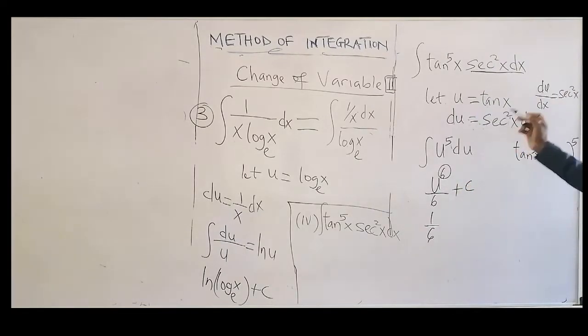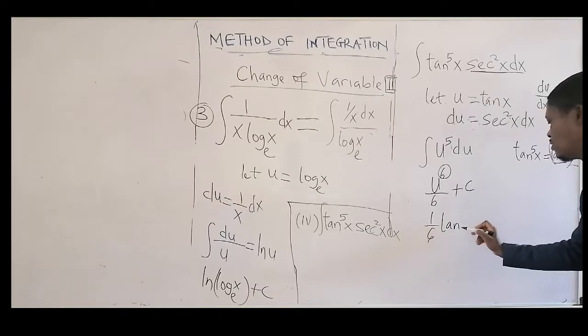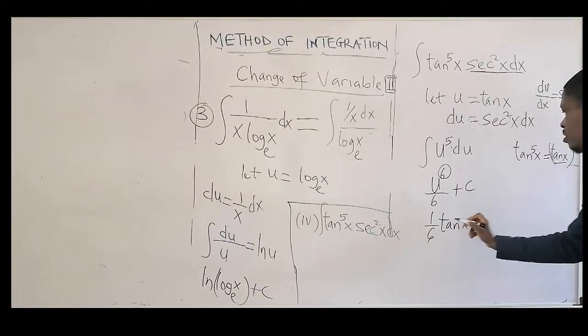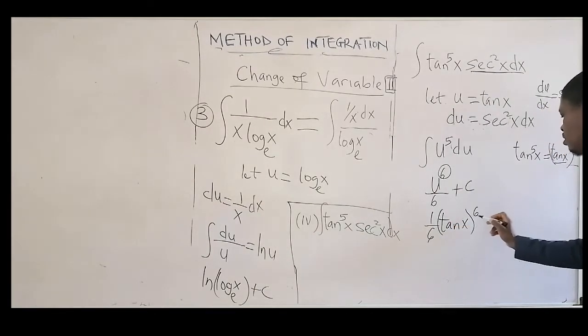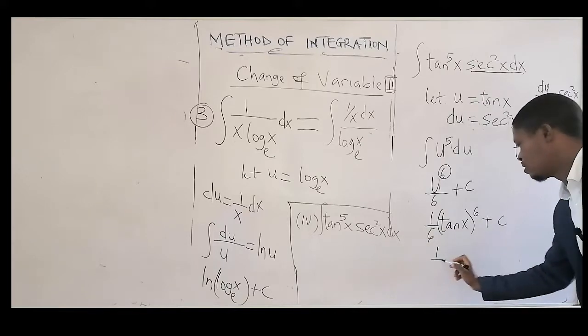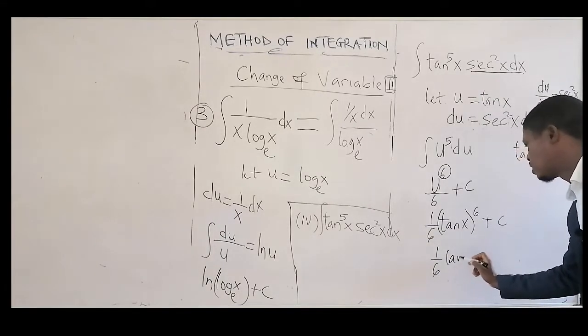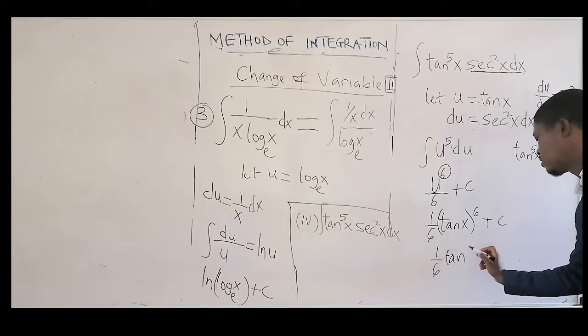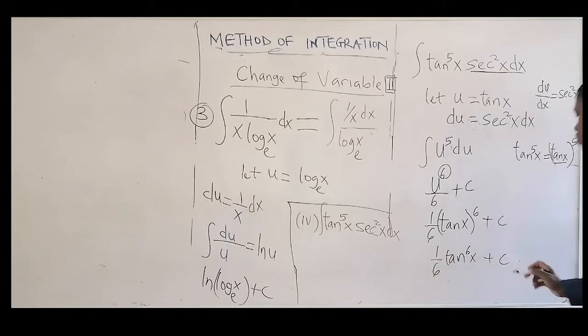And that will give us 1 over 6. We can turn the u back into what? Tan x, to power 6, plus c. That's 1 over 6 tan to the 6 x plus c. So that's that on that question. Let's take two more questions. Let's take some more questions.